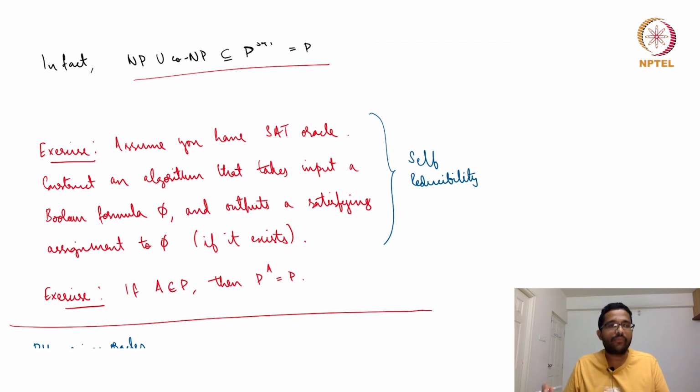Just try to see. So maybe the first step is, let's say you are given a formula phi, you just give phi to the SAT oracle. So the SAT oracle will say whether it's satisfiable or not. If it is not satisfiable, you are done, because there is nothing to be done. If it is not satisfiable, there is no satisfying assignment.